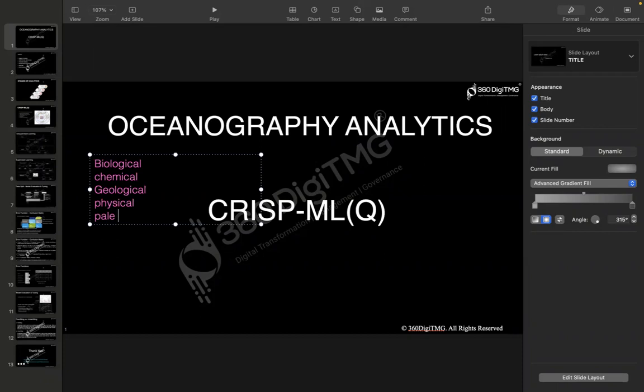Today we will discuss the next step, which is called Crypts MLQ. So what is Crypts MLQ? What will be coming in this Crypts MLQ? And what will help our use cases that we were discussing yesterday on the oceanography analytics. So let us discuss one by one.